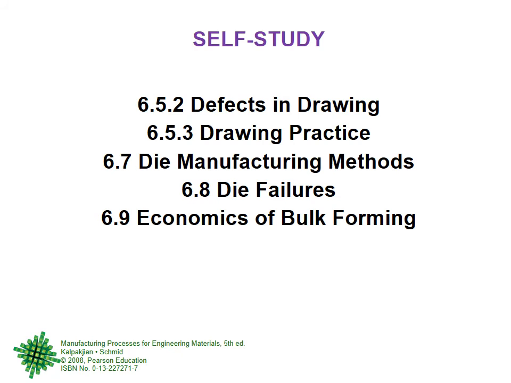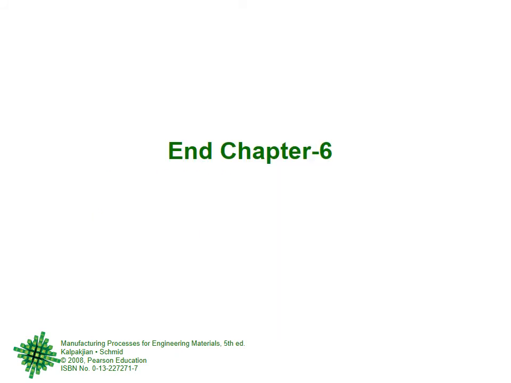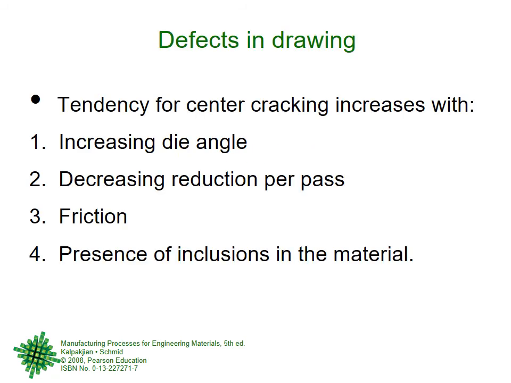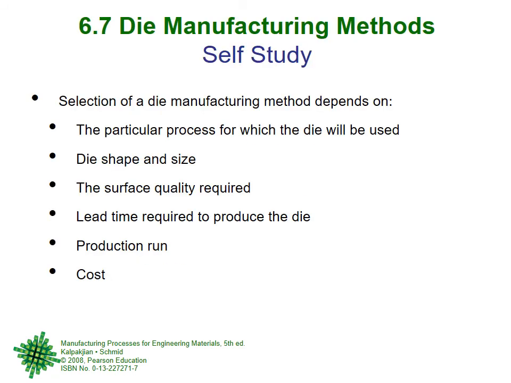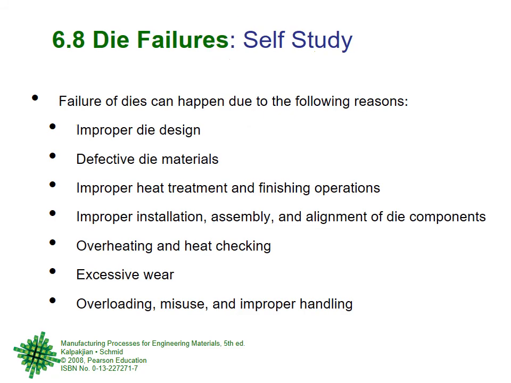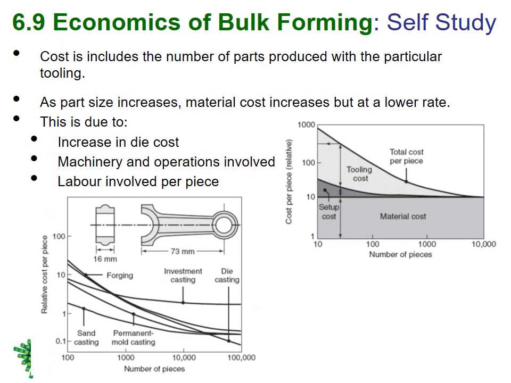So again, I have done that extra work for you, that I have created the slides. So the summary is here, but the book is also there. Now the explanation will not be. So here the chapter ends from my side, right? But these slides are there: defects in drawing, die manufacturing methods, die failures, economics of bulk forming, right? So with this, we will come to the end of the chapter.